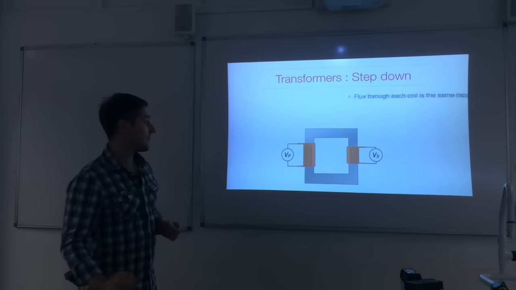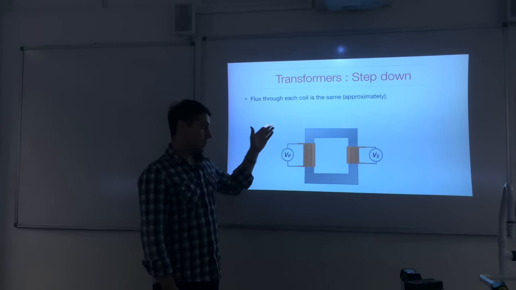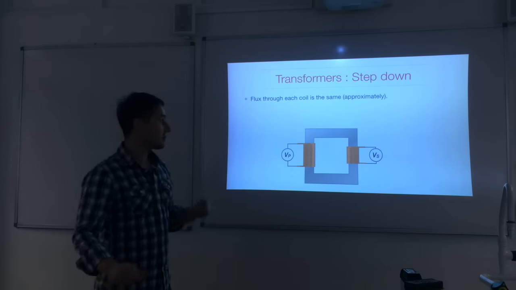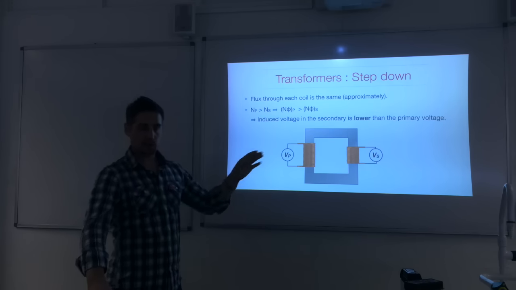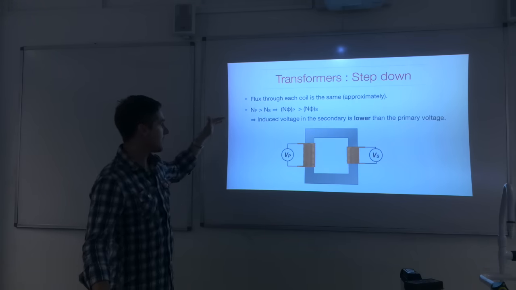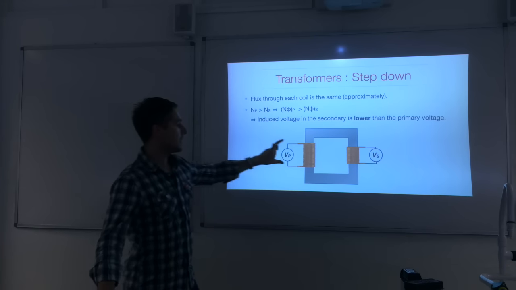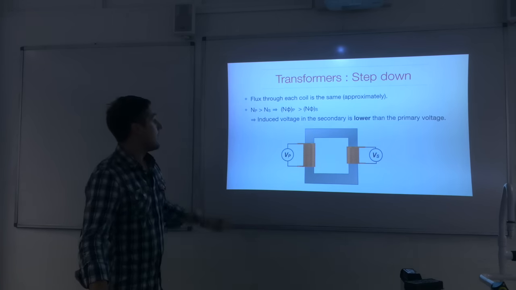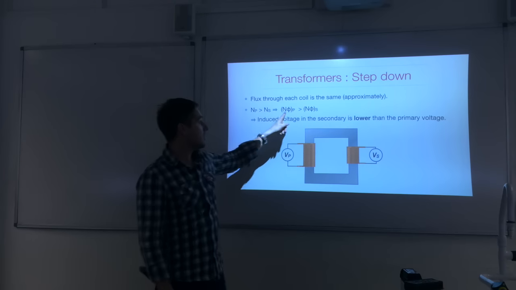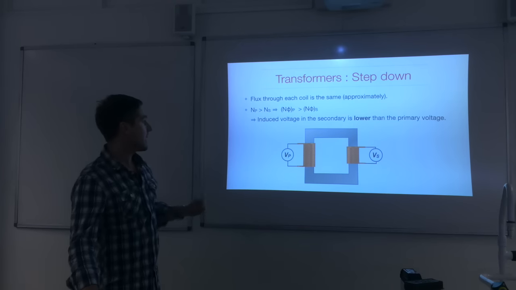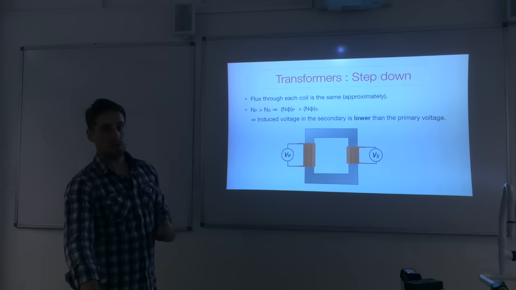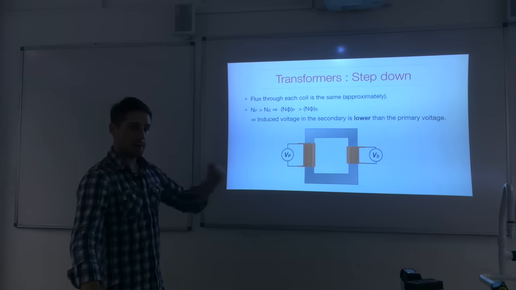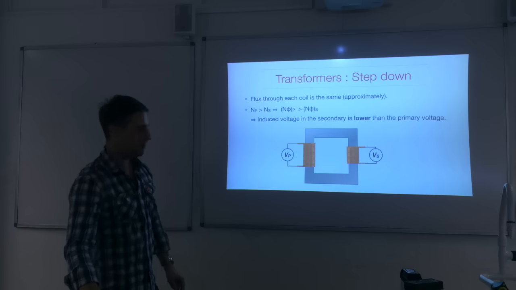If you have a step-down transformer, then we've got the same flux through the coils, but because NP is bigger than NS, and that's what makes it a step-down transformer, the fact that the number of turns here is bigger than there, then that will give us a larger flux linkage in the primary than the secondary, so the induced voltage in the secondary will be lower than the primary voltage. So we're stepping down, the voltage is reduced.